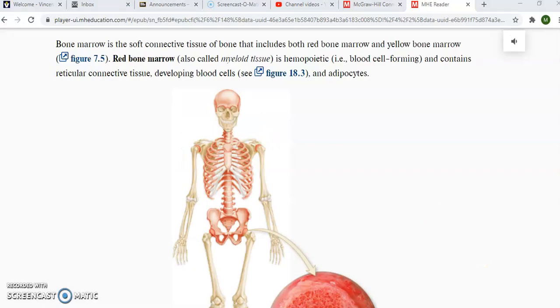We will be talking about microscopic anatomy. We're going to get into talking about the cells that are part of bone tissue. So I'll see you in the next video.